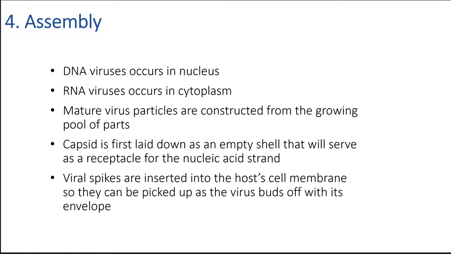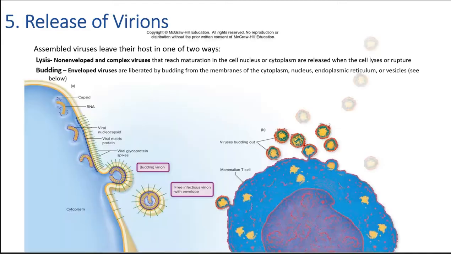The last stage is called release. So let's see what that looks like. If it is an enveloped virus, it has to pick up those glycoprotein spikes, which have been inserted into the host cell membrane. So this process of gaining its envelope is called budding. If it is an enveloped virus, it must leave by budding. So what happens is we had that capsid form during assembly. The nucleic acid got inserted into the capsid. So now we have a fully formed nucleocapsid, capsid plus nucleic acid.